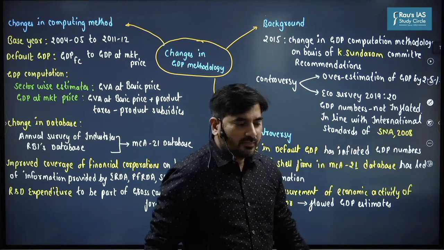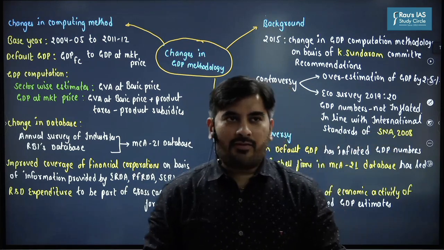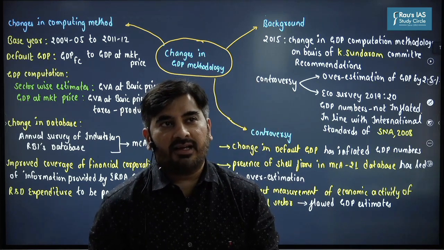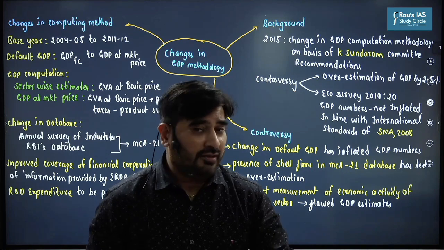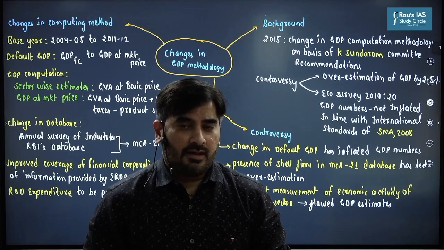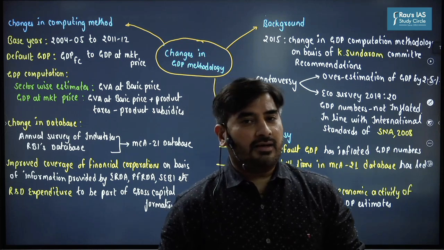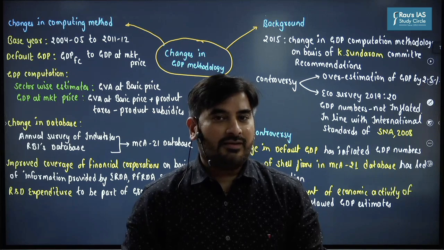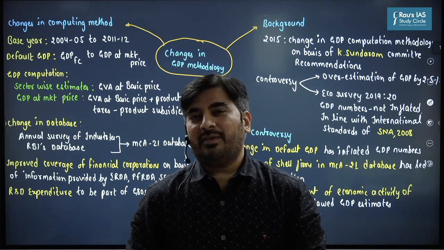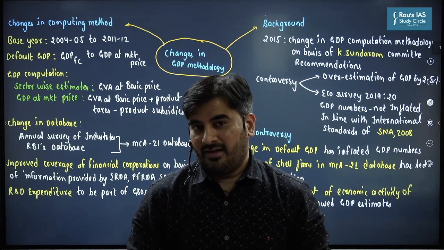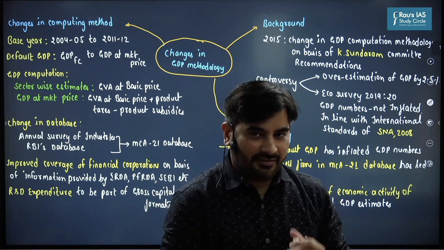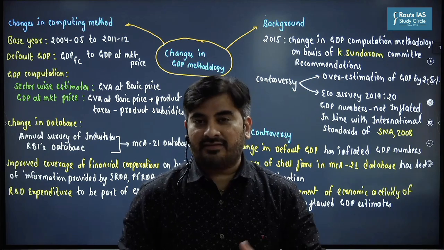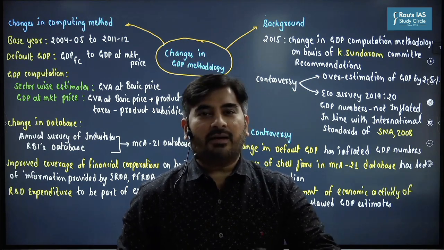Okay. After these changes were introduced, there was a controversy that India is overestimating its GDP numbers by approximately around 2.5%. The Economic Survey 2019-20 had a separate chapter wherein it discussed that India is not overestimating its GDP numbers. It highlighted that whatever fears, whatever apprehensions the economists have raised that we are overestimating our GDP numbers, they are completely unfounded.